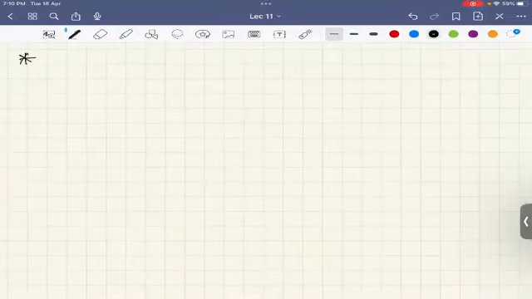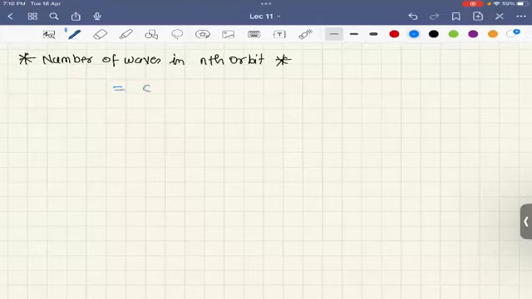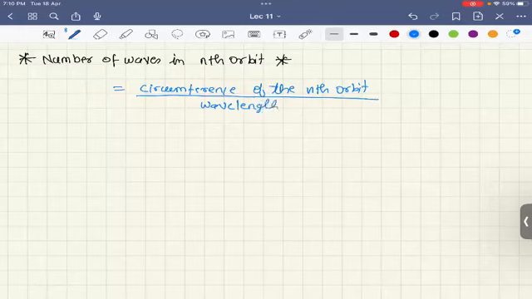Now let us discuss the number of waves in the nth orbit. By definition, we know that this is going to be equal to the circumference of the nth orbit divided by the wavelength, right? It is nothing but 2 pi r by lambda, but we know that this must be an integral multiple of lambda.